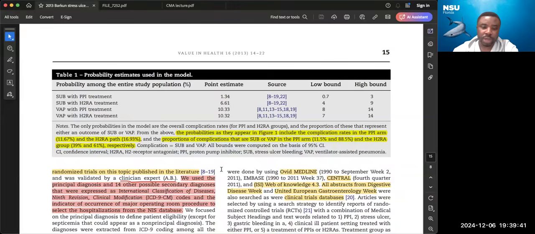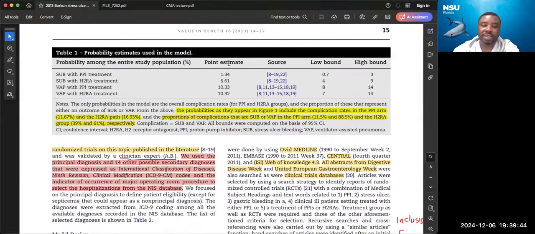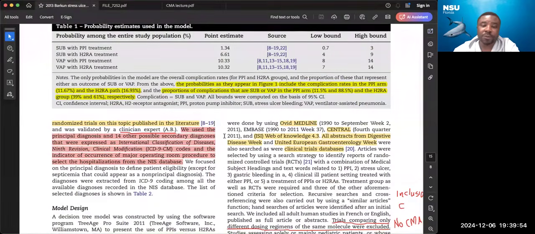So the probabilities, we will come back to this probability later. This has been multiplied already, so this is an arm. We'll come back to this one later. The actual probability for the decision tree is here. For example, it said the only probabilities in the models are the overall rates for the PPI and the H2 array groups, and then the proportion of these that represent either an outcome of the stress ulcer bleeding or the VAP.